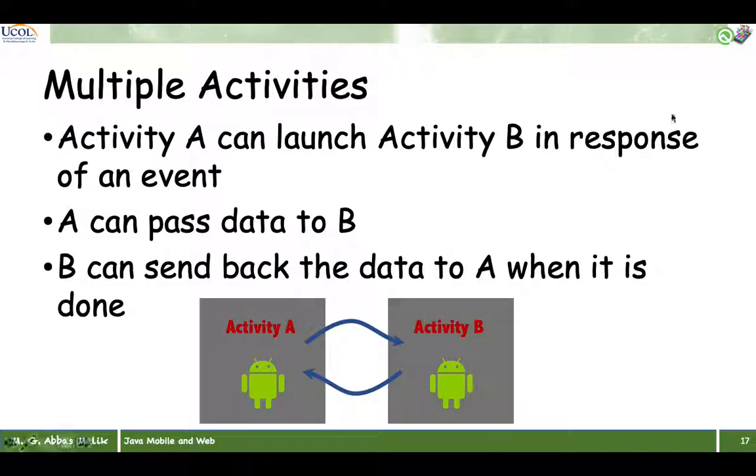So A can pass data to B. We can also pass data. A can send data back to A when it is done. Again, we will see that in more detail. We have 2 ways to start an activity: start an activity, and start an activity for result. I want to get back something, for example something back from the students.